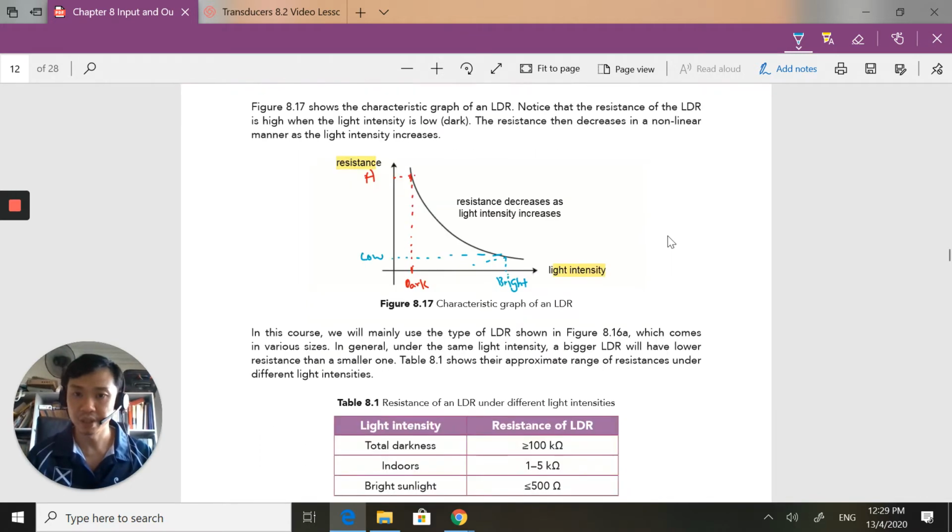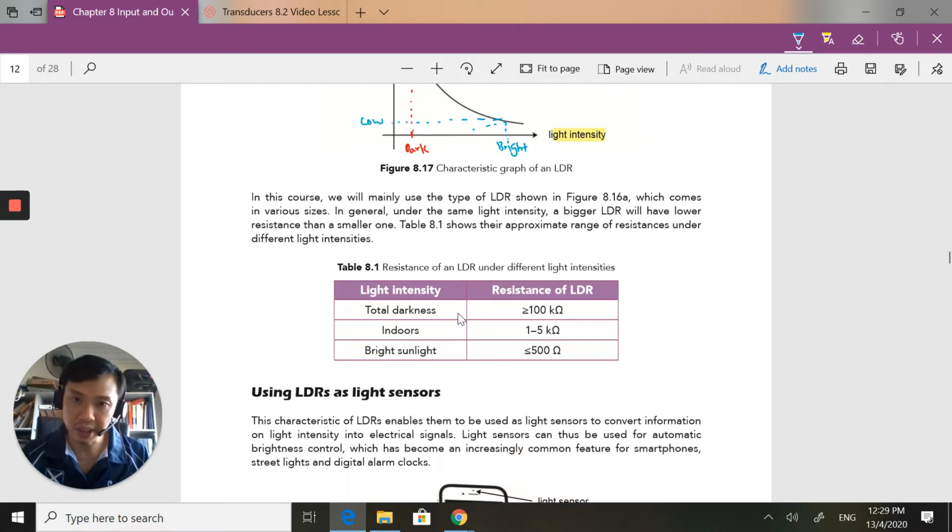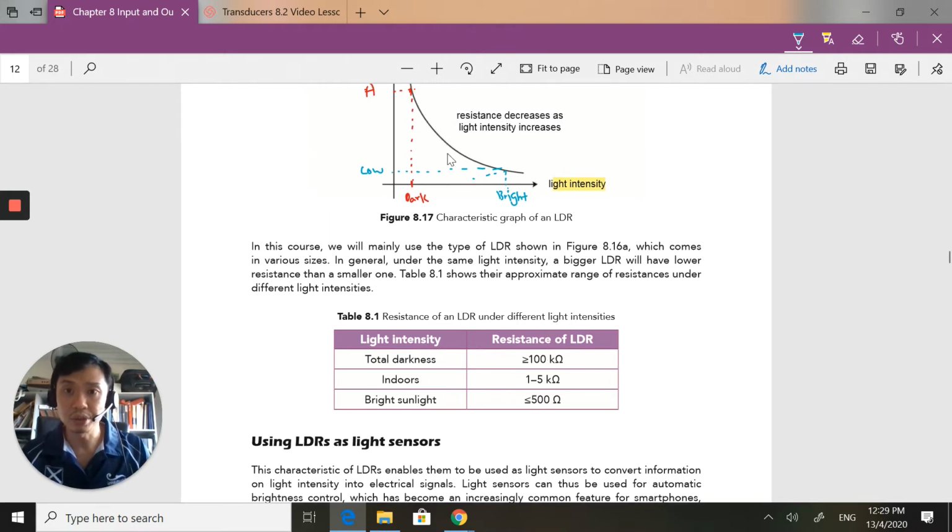Typically this is the range of resistance for an LDR. In total darkness, remember, I should have a very high resistance, and it's stated here it's more than 100,000 ohms. Indoors should be somewhere here. It's not totally bright, I get 1 to 5,000 ohms. And in bright sunlight, when it is very bright, the resistance should drop to a very low value, typically less than 500 ohms.